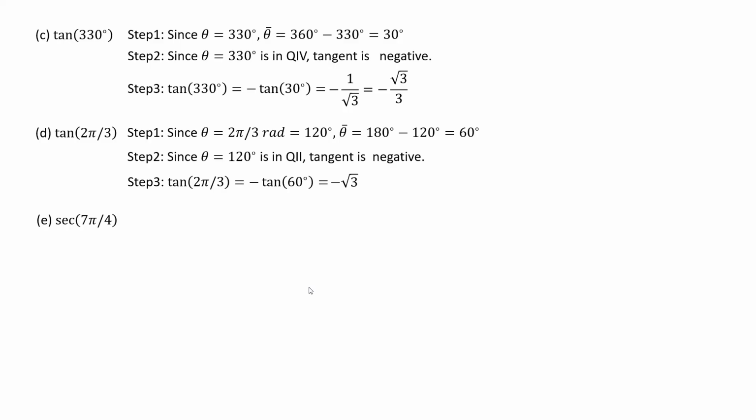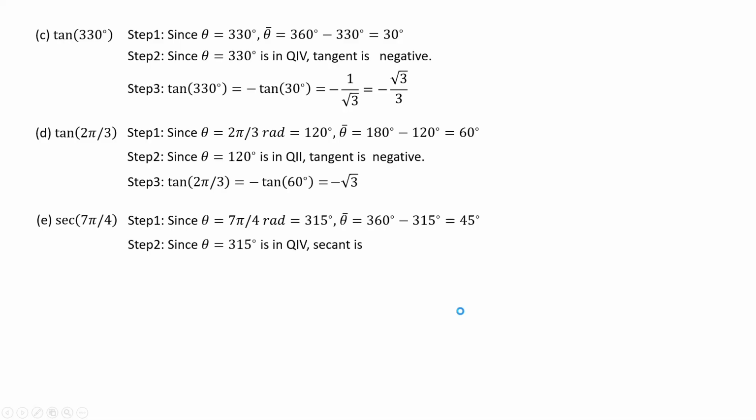That's what I did. Secant of 7 pi fourths. Pi fourths is 45. 7 times 45 is 315. That's in the fourth quadrant. So subtract your theta from 360 and you get the reference angle 45 degrees. Since theta is 315, it is in quadrant 4. Secant is the reciprocal of cosine. Fourth quadrant is calculus. Cosine and its reciprocal secant are both positive. So the secant is positive here.